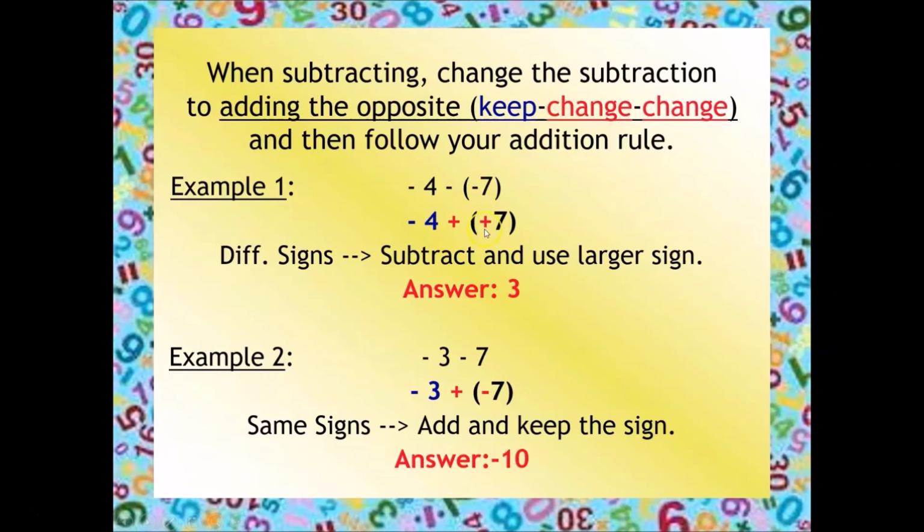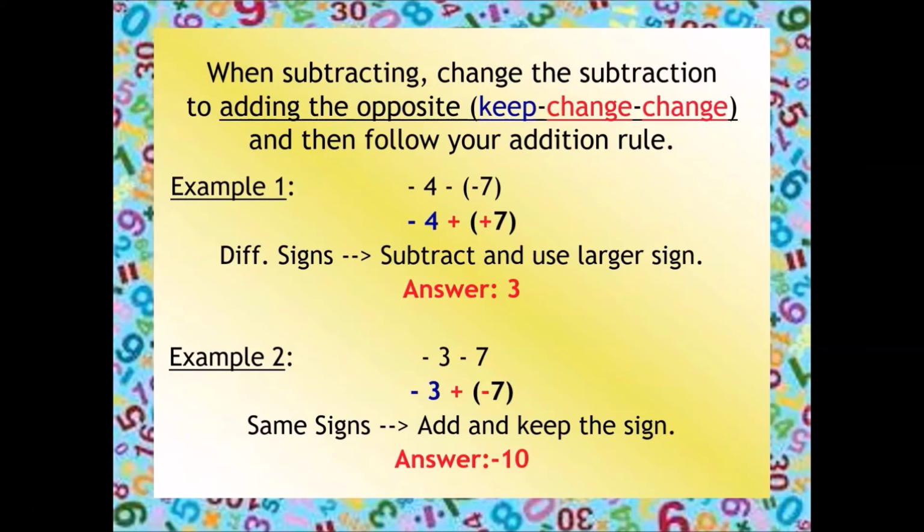Okay, if it's a subtraction, it becomes an addition. So for this example, negative 4 minus negative 7, we keep the negative 4. The minus becomes plus, and then the negative again becomes a positive. And so negative 4 minus negative 7 is now negative 4 plus 7, which is the same as 7 minus 4, equals 3.